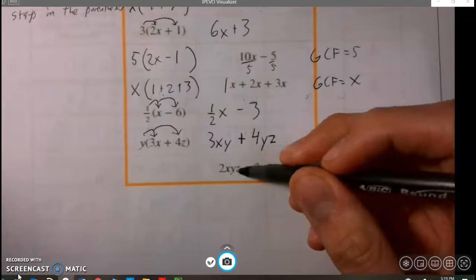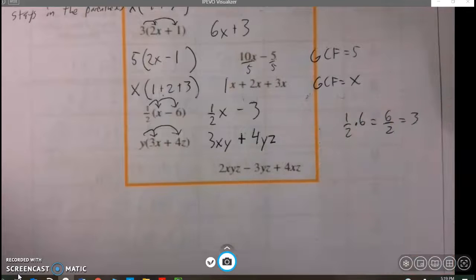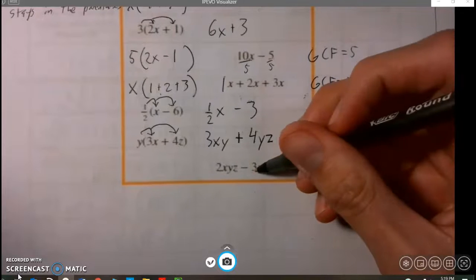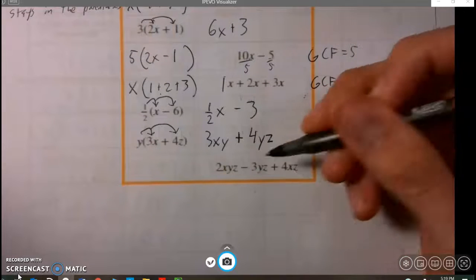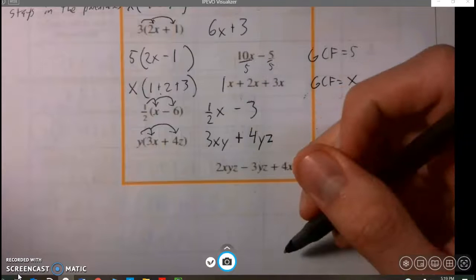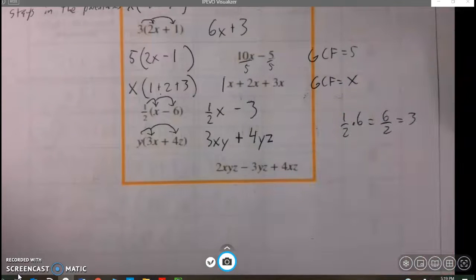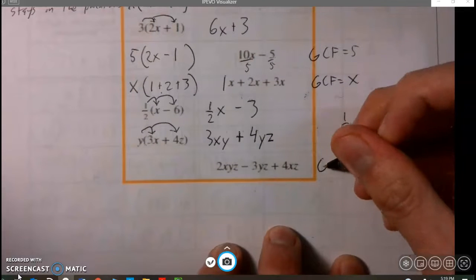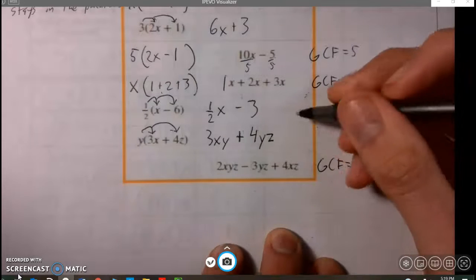GCF here of, let's look at the coefficients, 2, 3, and 4. 3 is prime, and 2 and 4 are not divisible by 3. So once again, as far as the coefficients are concerned, there is no GCF, but they do have variables in common.